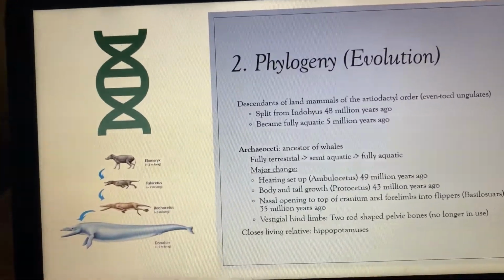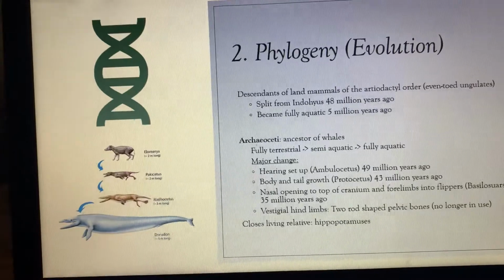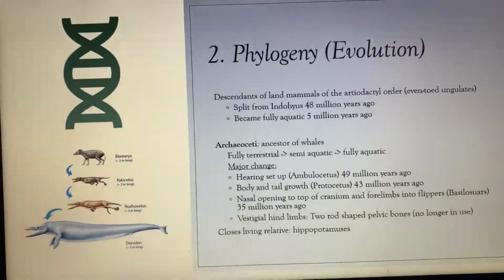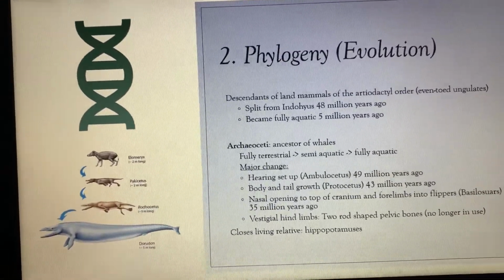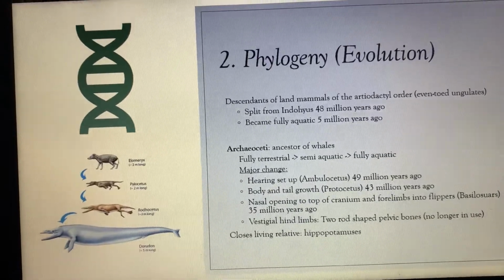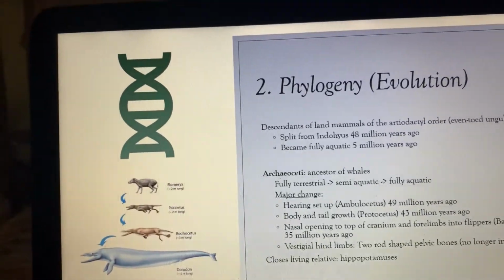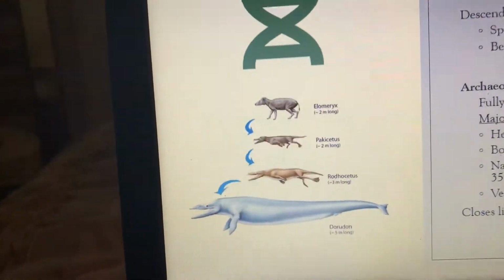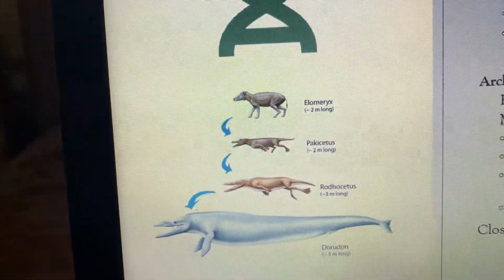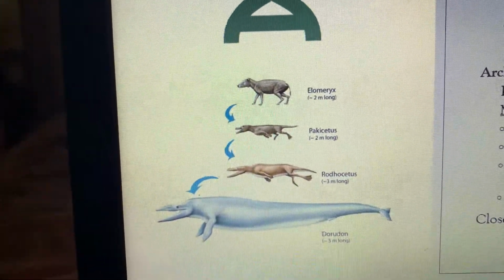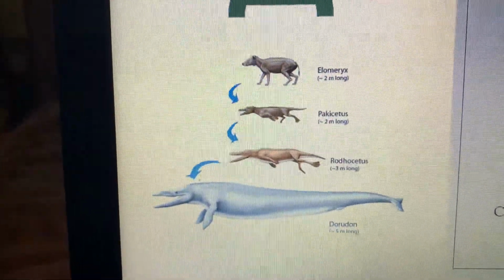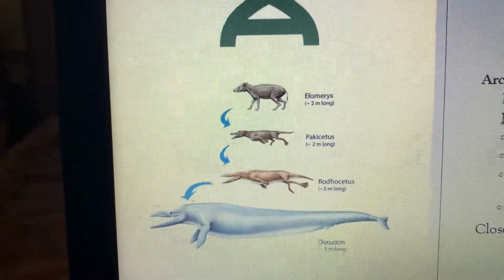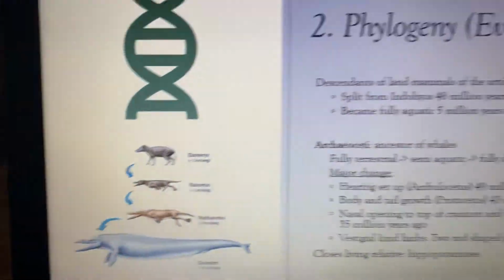Number 2, phylogeny, the evolution. So the descendants of land mammals, which are called the artiodactyl order. These are the even-toed ungulates. They split from the Indohyus 48 million years ago and became fully aquatic 5 million years ago. So here I have some pictures of the evolution. As we were just stating, the even-toed ungulates, now here we have an animal or a mammal with 4 limbs, and then eventually going down to just having a flipper and fins and a tail. So we'll get into that here.